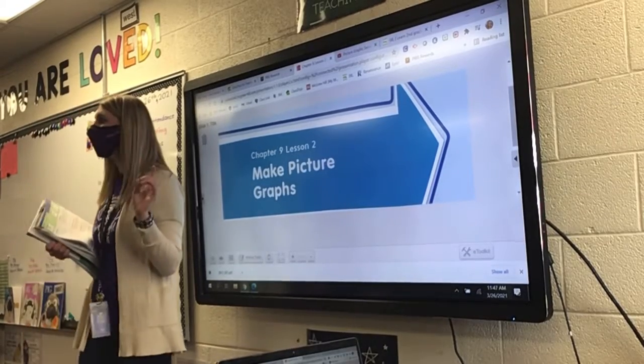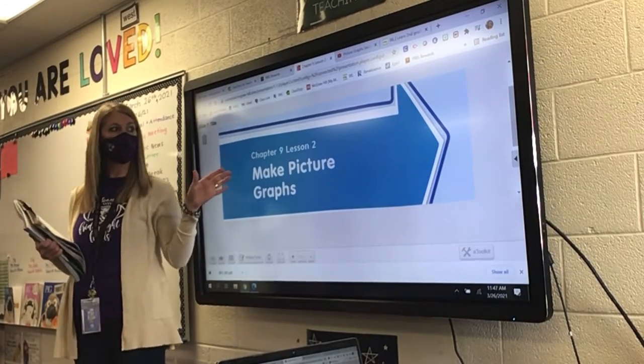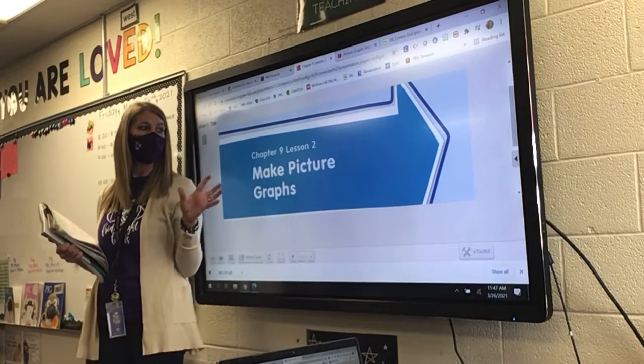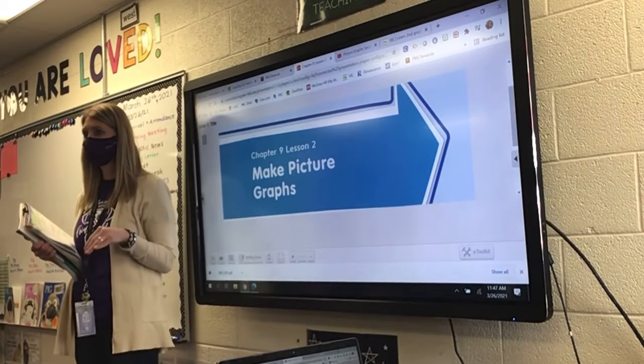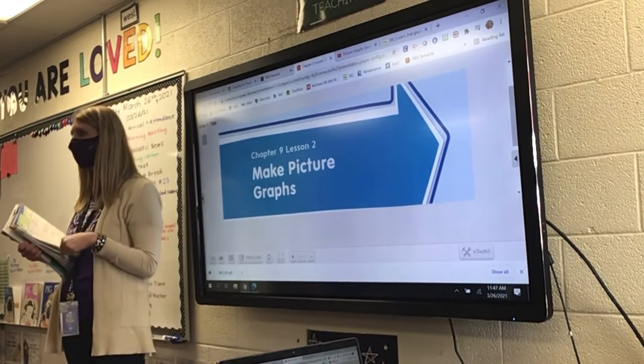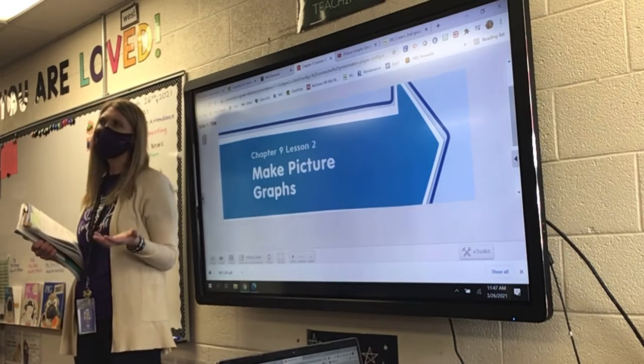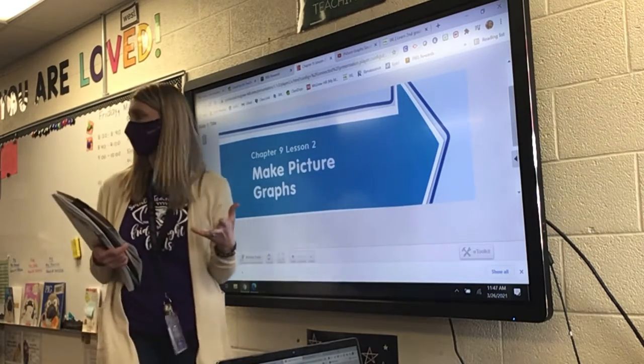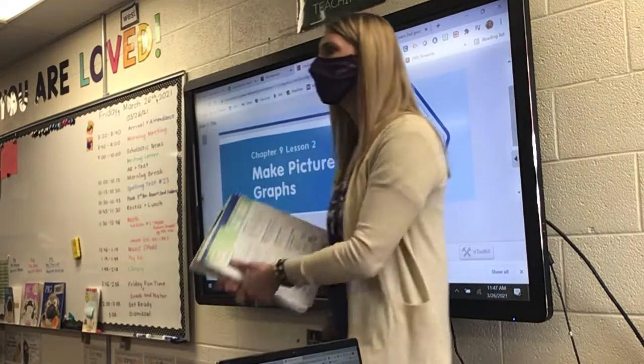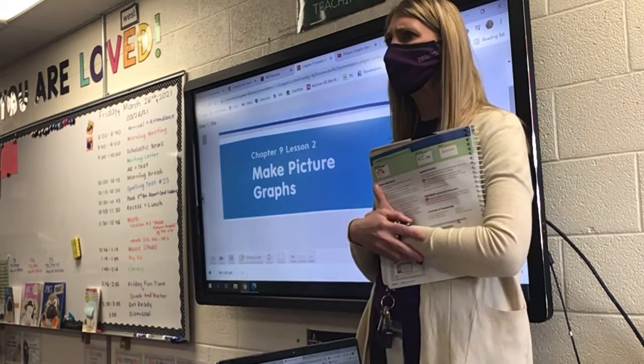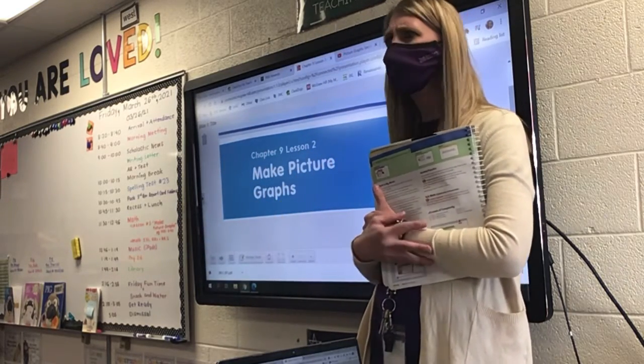Okay, our lesson today is chapter 9, lesson number 2. It's on making picture graphs. Now yesterday, we made some graphs. Actually, we did more of a chart. And in our chart, how did we record the data? What did we do?